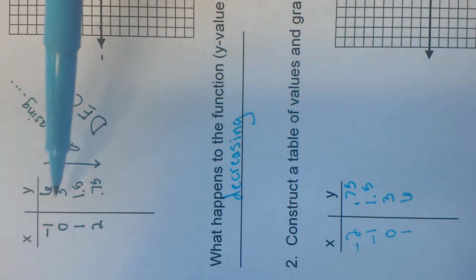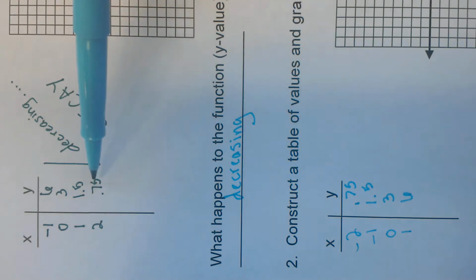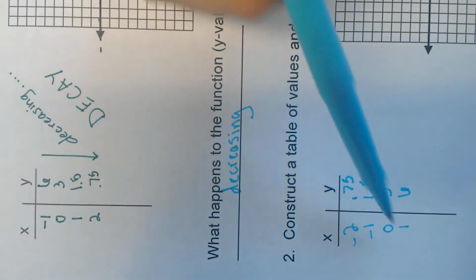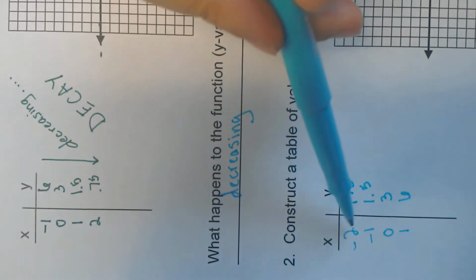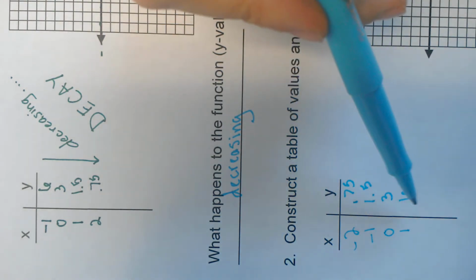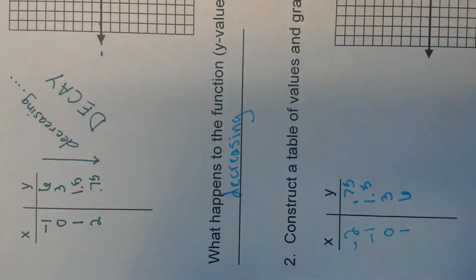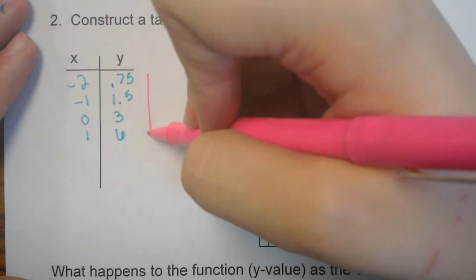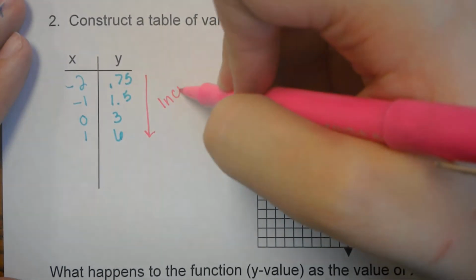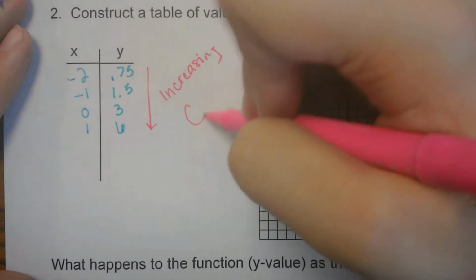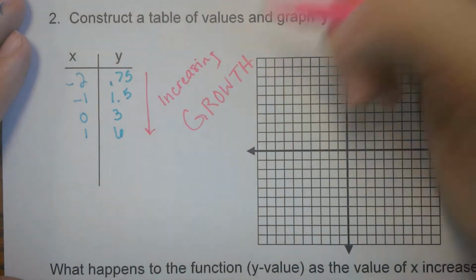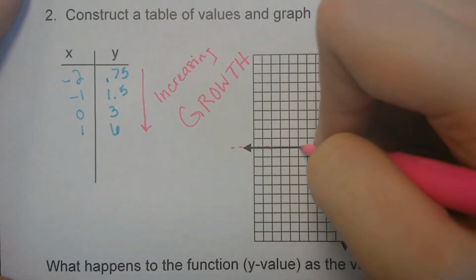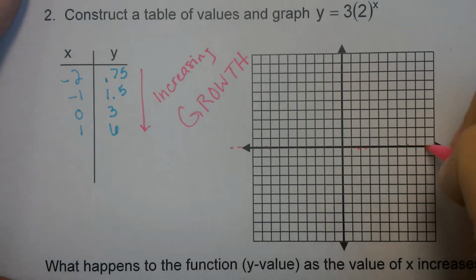I have -1, 6, 0, 3, 1, 1.5, 2, 0.75, and then over here, -2, 0.75, -1, 1.5, 0, 3, 1, 6. And so it's the same values, just flipped. And since my y values are getting bigger, this is what we call increasing. This is called exponential growth. And again, the horizontal asymptote is at y equals 0.